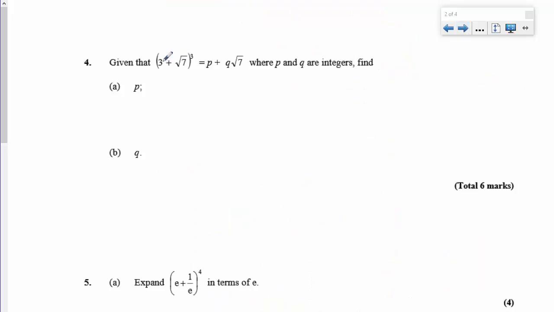Okay, now that we're on the next question here, it says, given that this binomial expansion is equal to this, what are p and q? If they are integers, find them. Okay, what we're actually going to want to do then, since it's only raised to the power of 3, is expand this ourselves, and we're going to use Pascal's triangle to do that.